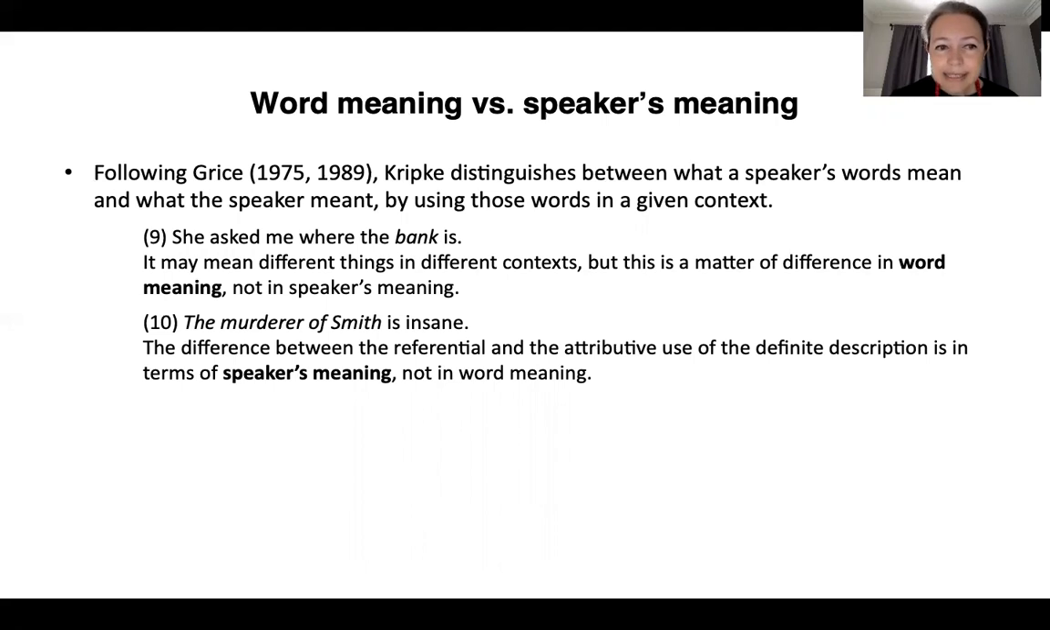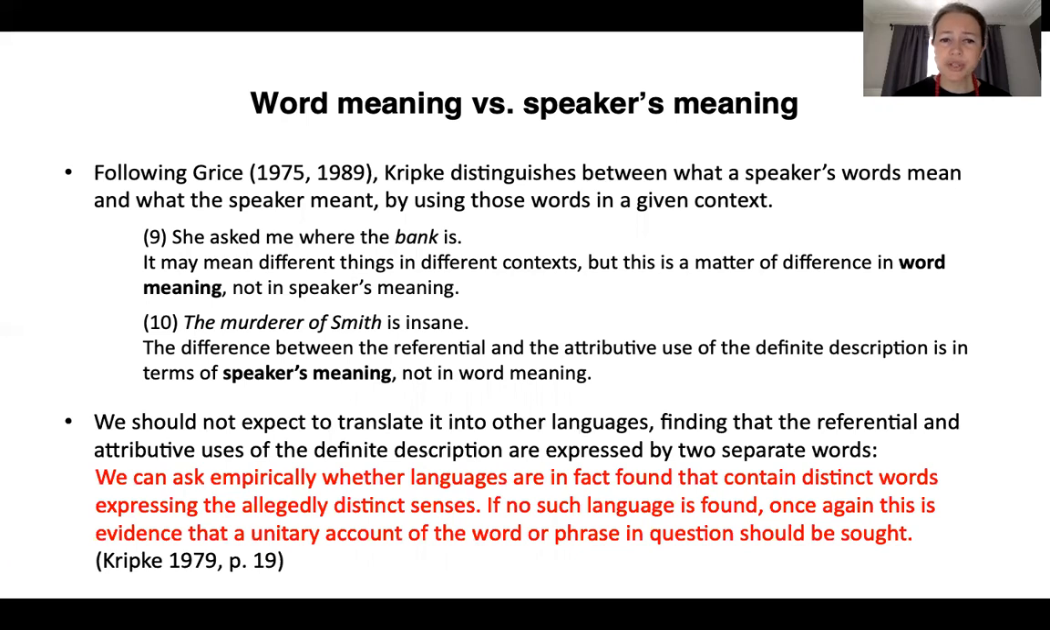While in a sentence like 10, the murderer's knife is insane, the difference between the referential and attributive use of the definite description, the murderer's knife, is in terms of speaker meaning and not in word meaning. So we should not expect to translate it into other languages, finding that the referential and attributive uses of the definite description are expressed by two separate words.